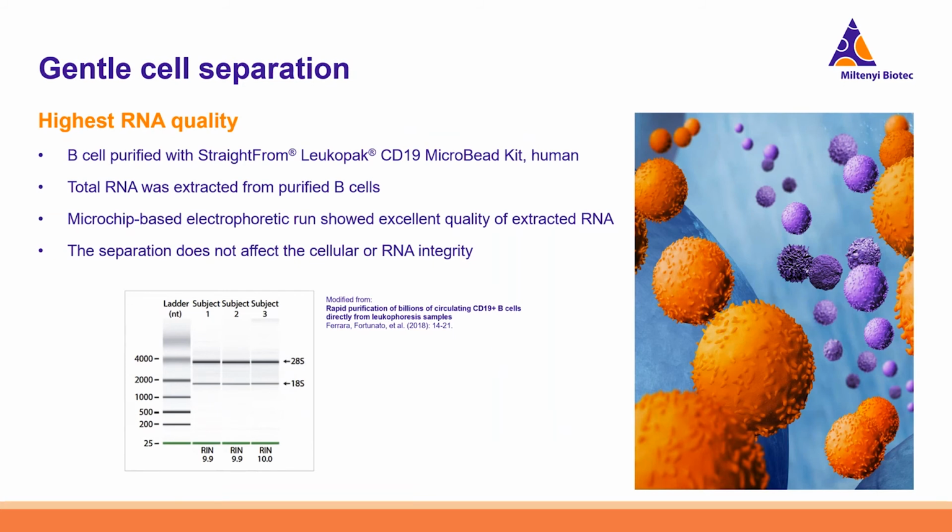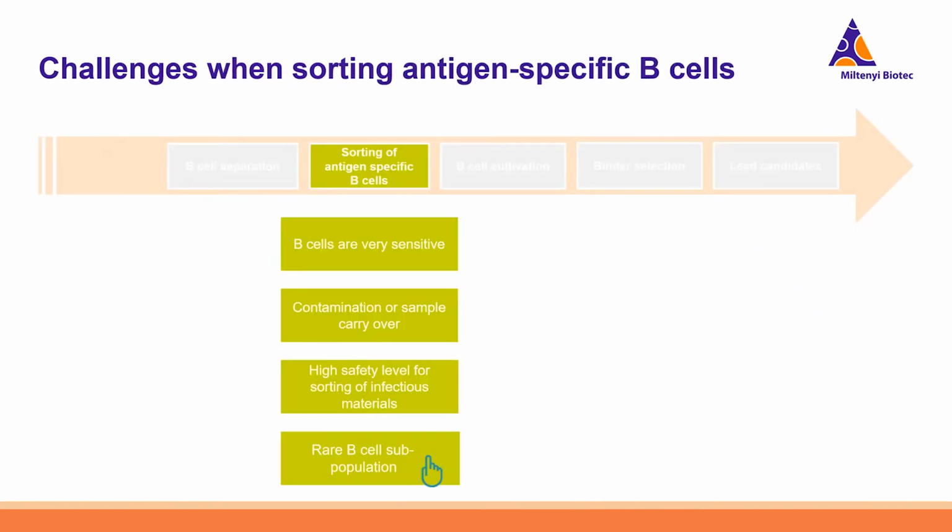Also, we collected some data from the isolation of B cells from leukopak and checked the RNA quality of these purified B cells. And we could nicely show that the RNA quality of the B cells is really high. So when you look here, the RIN value of the RNA, where 10 is the highest, so the best quality, is really great and really high. So you can nicely do any sequencing, any cDNA synthesis when you want to use the RNA of the B cells. Then the next step of the workflow would be the sorting of the antigen-specific B cells.